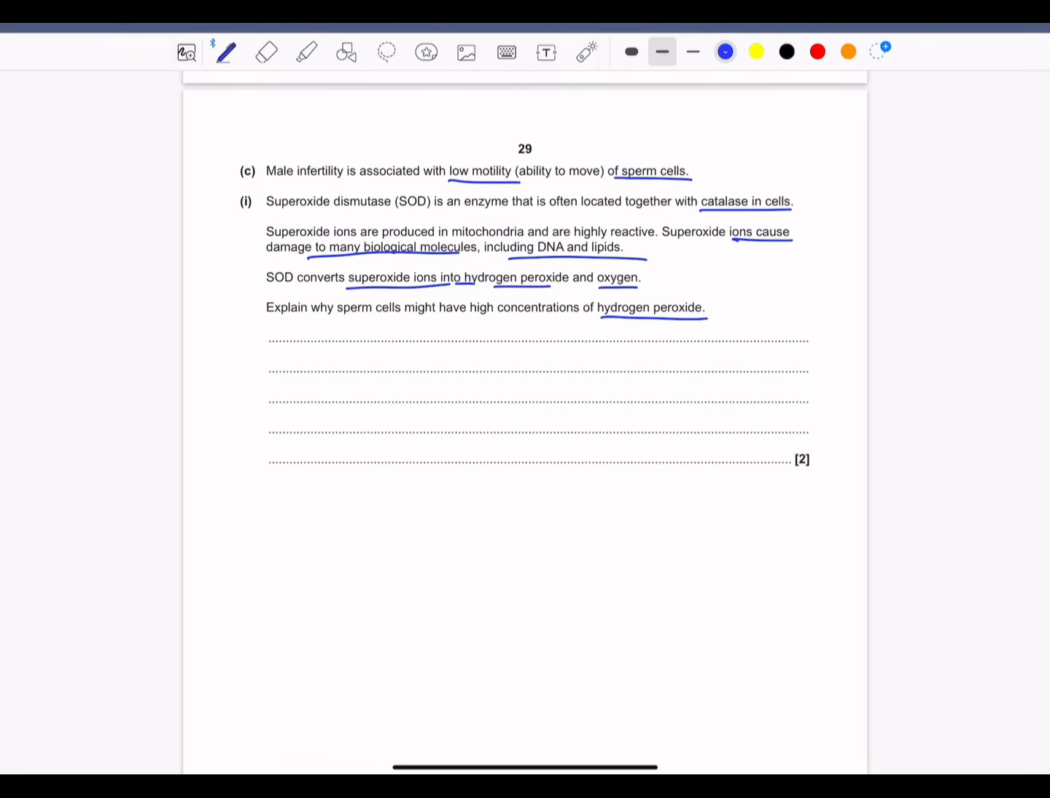Well, they are sperm cells, and one of their key functions is to migrate to the egg cell, so they need to generate energy. Energy comes from mitochondria, so the reason it would be high is due to having many mitochondria, for one. Another reason could be the fact that catalase activity is low. Now, how would you know it's low? Couldn't tell you, but that's what's on the mark scheme.